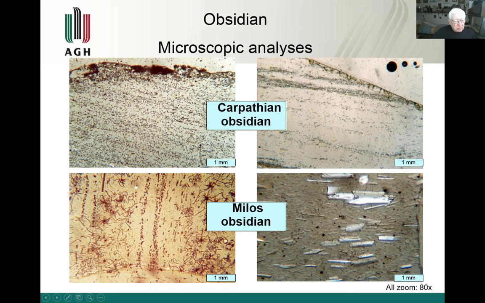Of course, it's possible to obtain flakes when we knap in this perpendicular direction, but these products are small and irregular, and when we knap in this direction parallel to the structure of obsidian, we are able to obtain long, beautiful blades. And this is obsidian from Milos, and the situation is similar, but the inclusions are different.